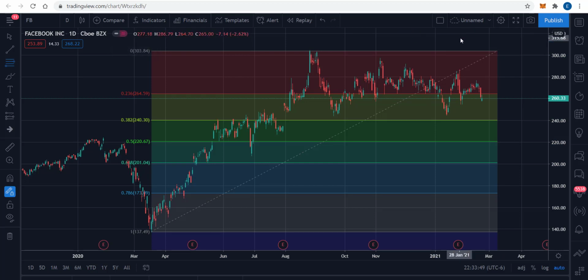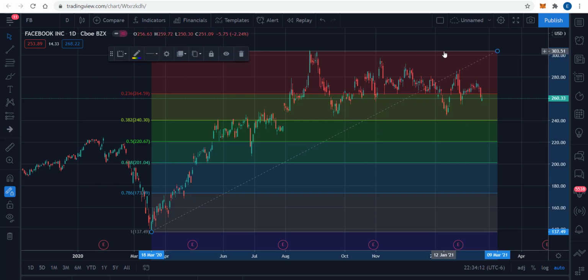Let's see. All right, so we haven't even quite gotten to the 38.2% level. So I would argue that right now the Fibonacci retracement isn't even as valuable. We've certainly haven't gotten to 50% or anything like that, which is good if you own this stock because you probably don't want it to go lower.